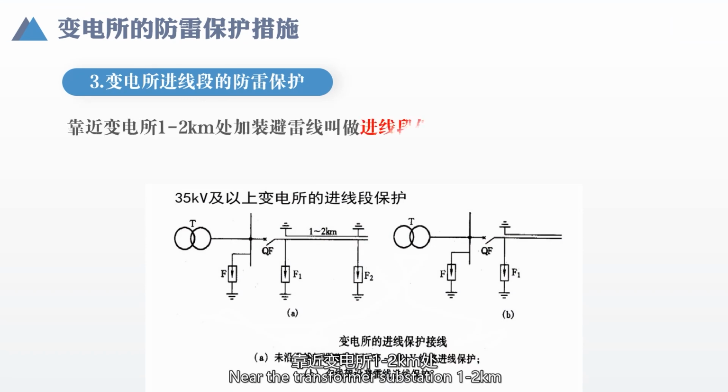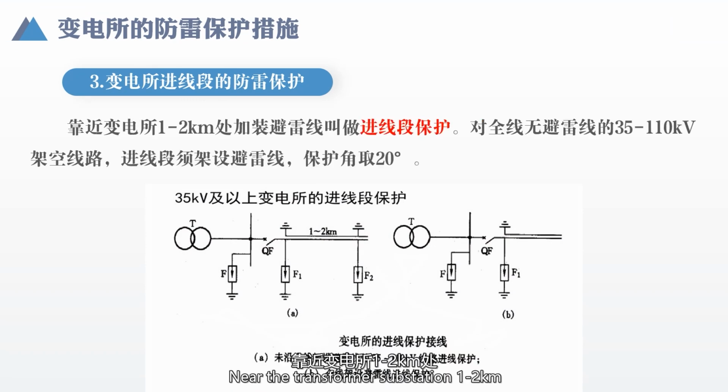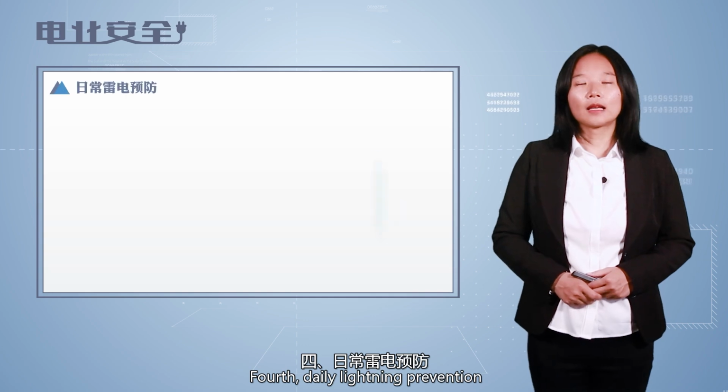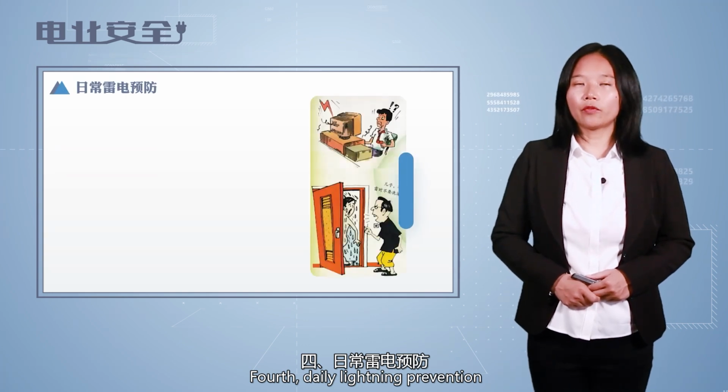Lightning protection for the incoming section of the substation. Installation of lightning conductors 1 to 2 kilometers near the transformer substation is called feeder section protection. For 35 to 110 kilovolt overhead lines without lightning conductors for the entire line, the incoming section shall be installed with lightning conductors. The protection angle is taken as 20 degrees.